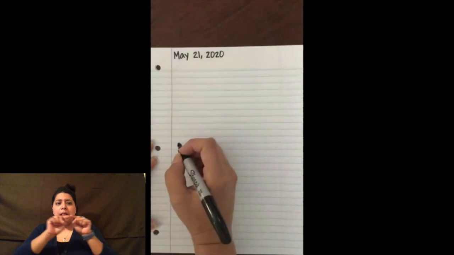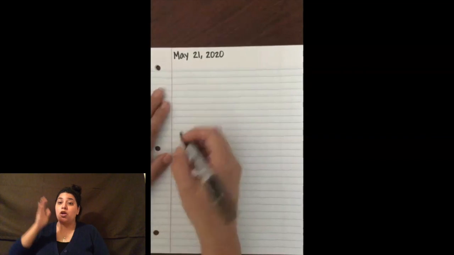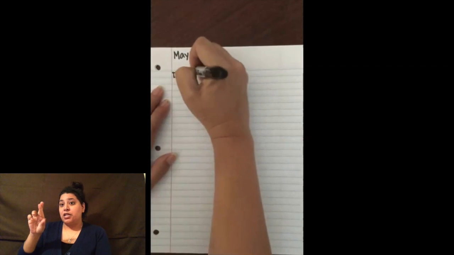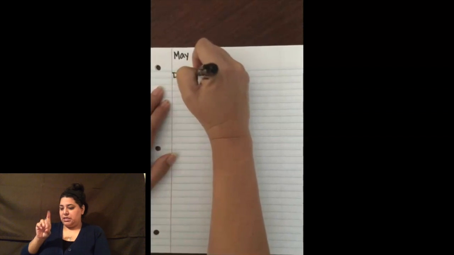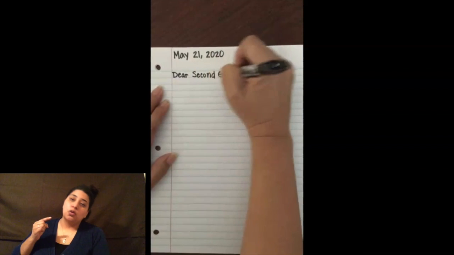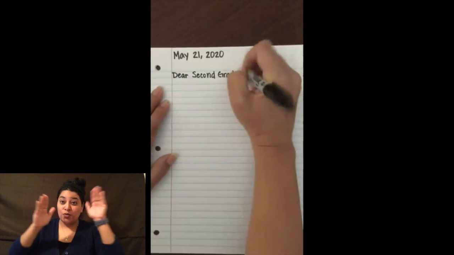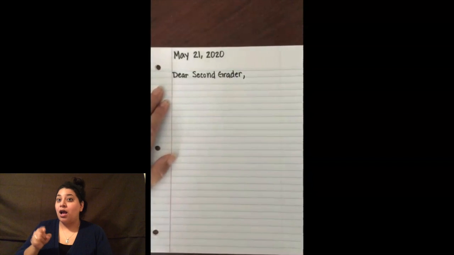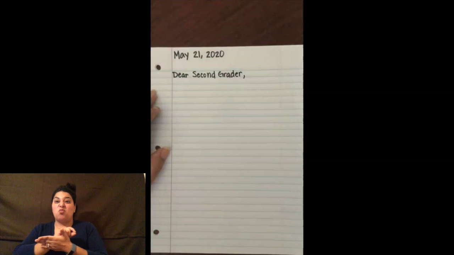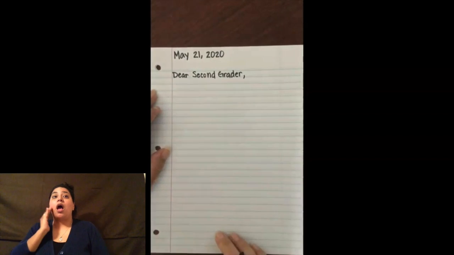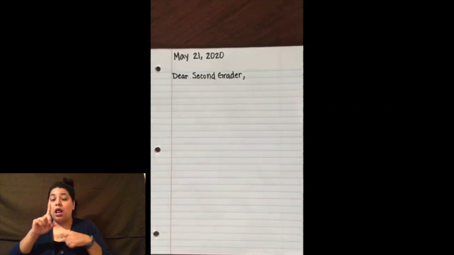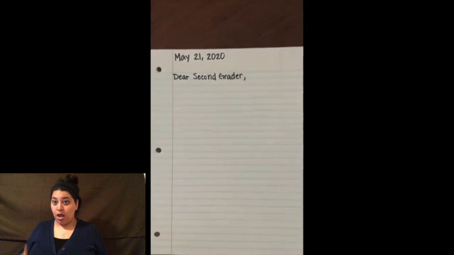So I want to start with my greeting, and I am still going to use the greeting dear, and I'm going to write dear second grader. And always after our greeting, we want to put a comma. Now, Miss Olvera is writing with markers so that you can see it, so my writing is going to be kind of big today. Okay, so I am going to skip a line, and I am going to start with the body of my text.